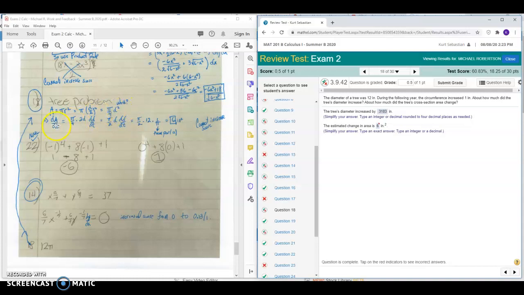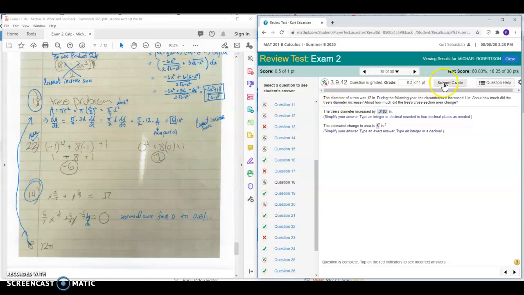Now, I need dA/dt, so take the derivative with respect to t on both sides. So you get pi over 4, and then times the derivative of d squared. So you've got to use the chain rule, so 2 times d, and then times dd/dt. So it's pi over 2 d dd/dt. So we know what d is, it's 12. We found dd/dt in the first part to be 1 over pi, that's how you got 0.3183. And then this simplifies to 6 square inches. All right, so that was 18.